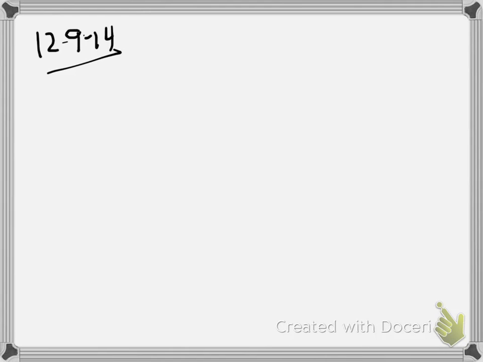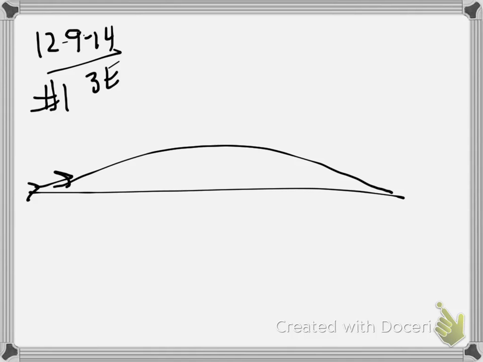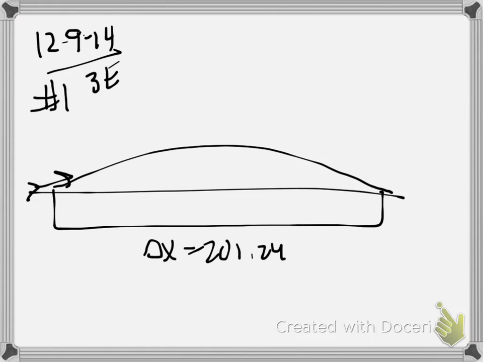At tutoring, and we are doing number 1 on the 3E packet. So we have a spear being thrown, and some of the assumptions that we make here. We have an x displacement, 201.24 meters, and it was thrown at a 35-degree angle. What we want to know is VI. Okay? Doesn't seem like a lot of information to go on.